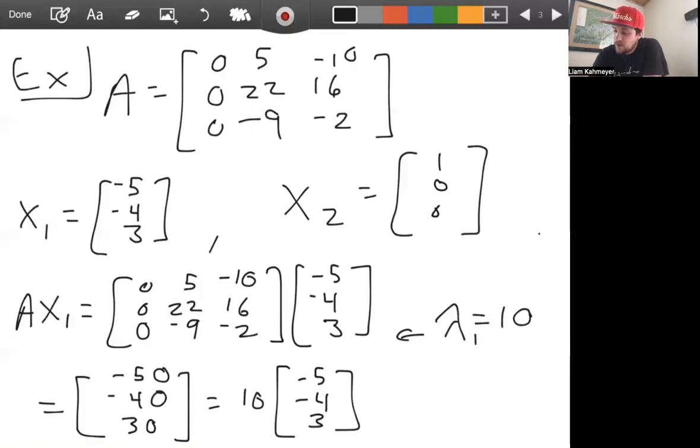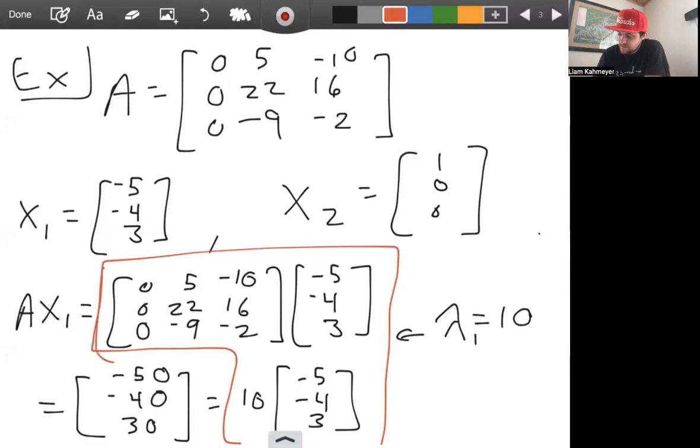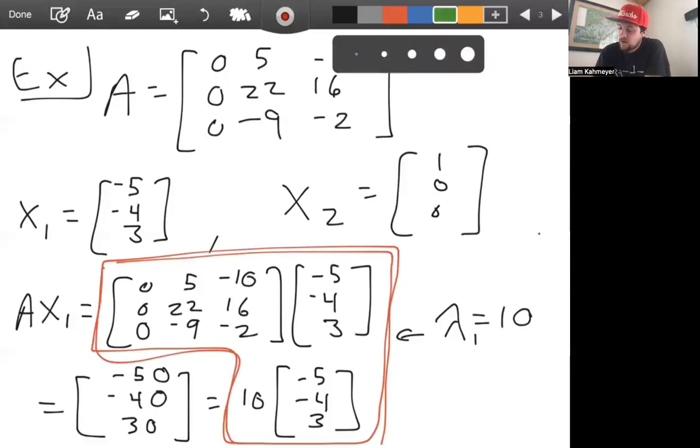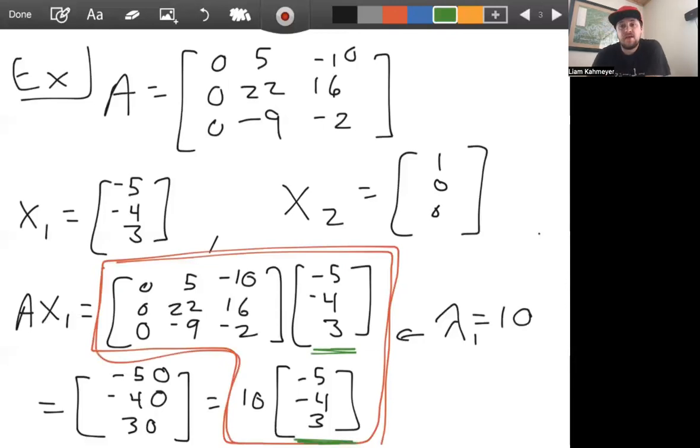Because what did we do? We have this equation that says A x1 equals lambda 1 x1, right? These are necessarily the same vector. On the left-hand side of the equation, we're multiplying by a 3x3 matrix. But on the right-hand side of the equation, we're just scaling this vector, right?